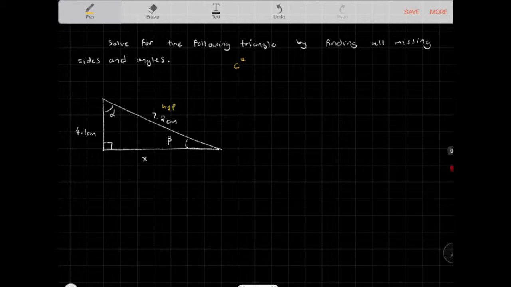Now, if we do use Pythagorean Theorem, we can understand that c squared, which is the hypotenuse, is always located across from the right angle. C squared, the hypotenuse, minus b squared, which is any of the other two sides, is equal to a squared, right? So in this case, a squared is x, right? So you can understand that 7.2 squared minus 4.1 squared is equal to x squared. So therefore, x is equal to the square root of 7.2 squared minus 4.1 squared.